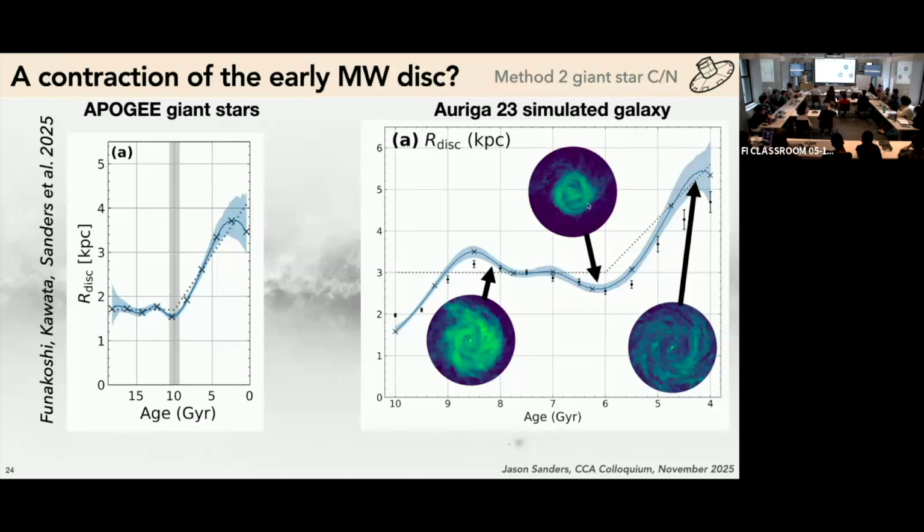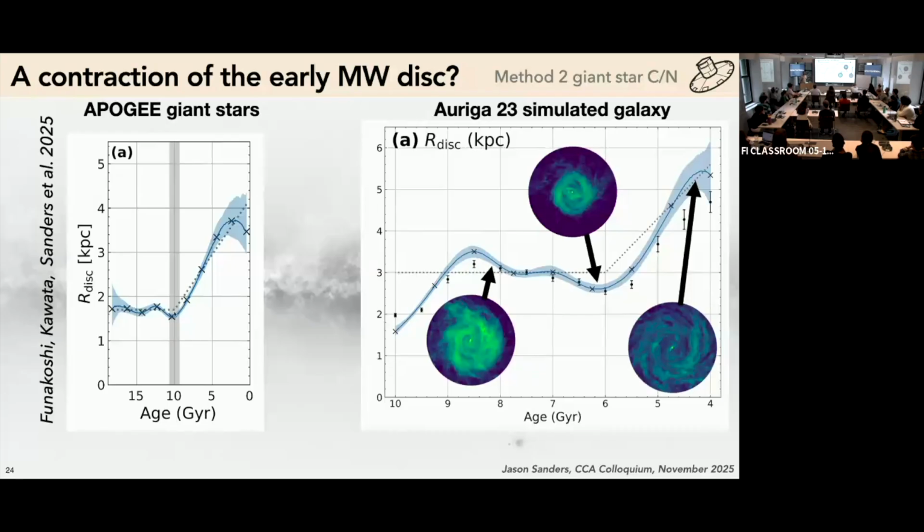And if you look at the gas, I think these are young stars, I'm not totally sure. Yeah, these are the young stars, I think, at each of these snapshots. And you can see how during this transitionary period, the gas disk is very truncated. And potentially that's what's happened in the Milky Way, that there's this period where the gas disk has truncated before then forming inside out.